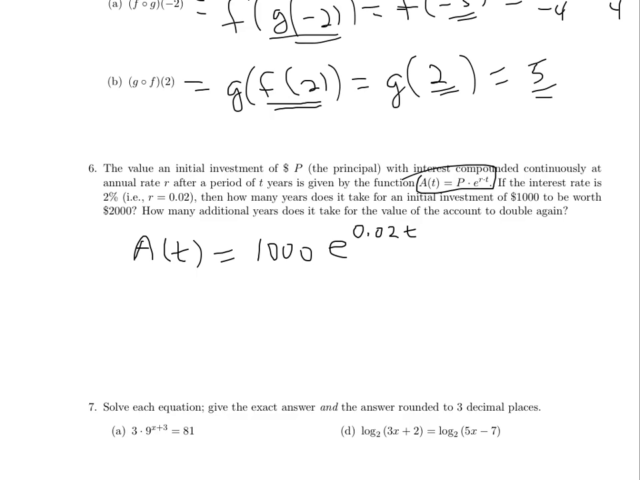So we have the formula there for the amount of money that you have from a $1,000 investment that's earning 2% interest. The question is, how long will it take for that to be worth $2,000? So $2,000 is an amount, which means we need the amount to be $2,000, and then we have this equation, and the question is, what is t?